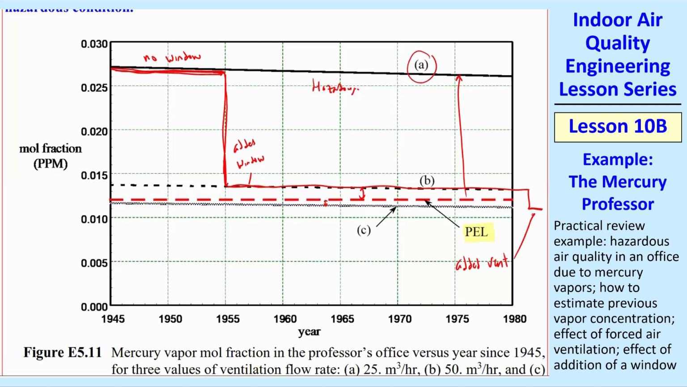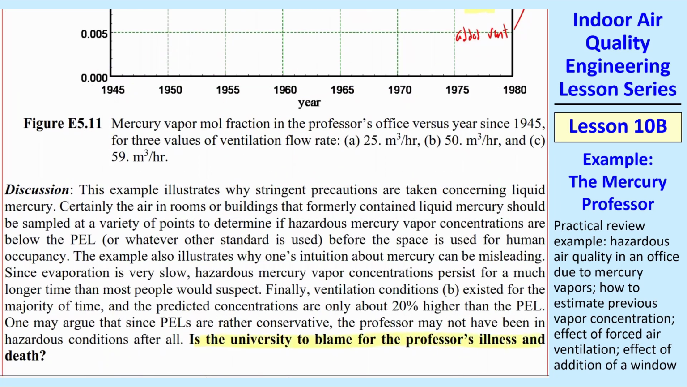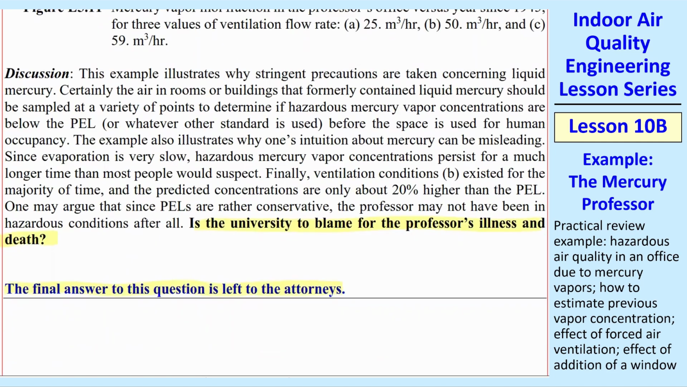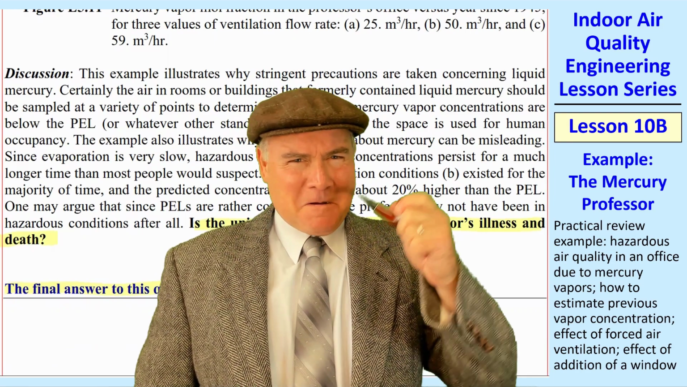The bottom line is the entire time this professor was in the office, the level of mercury would have been above the PEL. And he was in that office probably 8 hours a day or more, so that would be a violation according to OSHA. Is the university to blame for the professor's illness and death? That's where courts come in. We can make an argument that the PELs are pretty conservative and all this, but it looks like the university might be liable. It depends on how the lawyers do. What my co-author said happened was they settled the case out of court, and the answer was left to the attorneys. Yeah, I knew it. Attorneys always get the last word.